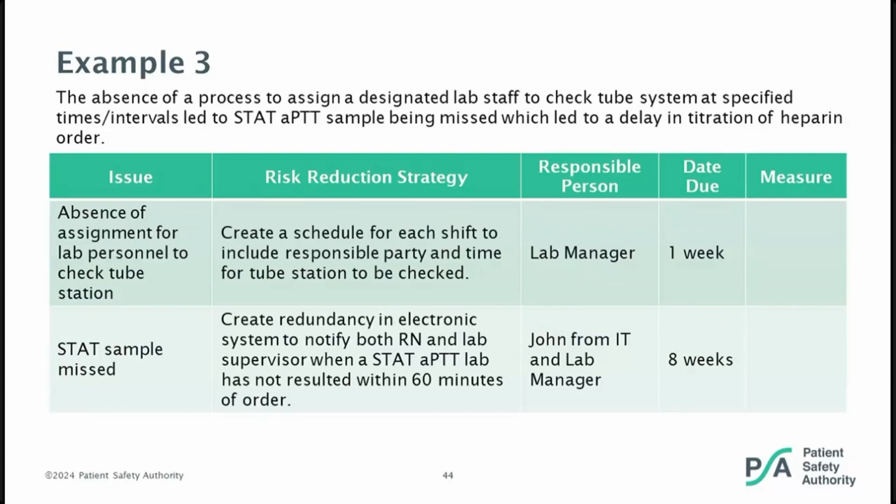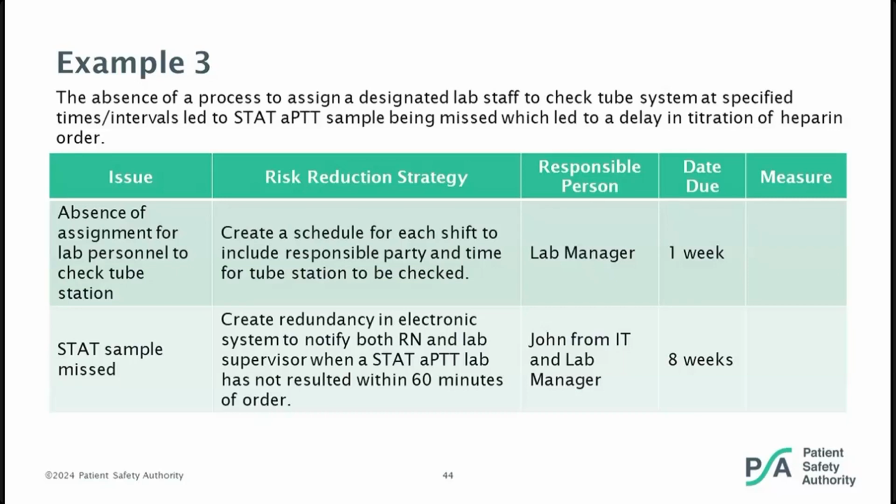Third example, real quickly, is the absence of a process to assign a designated lab staff to check tube system at specified time intervals led to stat PTT sample being missed, which led to a delay in a titration of a heparin order. So the issue here is the absence of assignment for lab personnel to check the tube station. Now, this may be something that the lab manager does today and automatically starts assigning people, but he or she is going to actually create a schedule for each shift going forward to include a responsible party and time for the tube station to be checked.